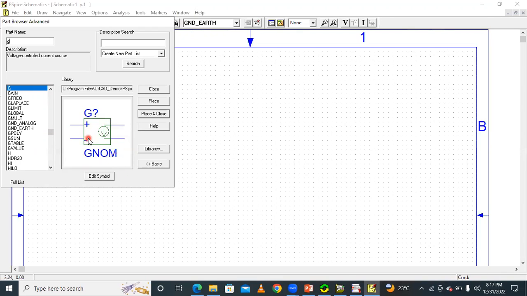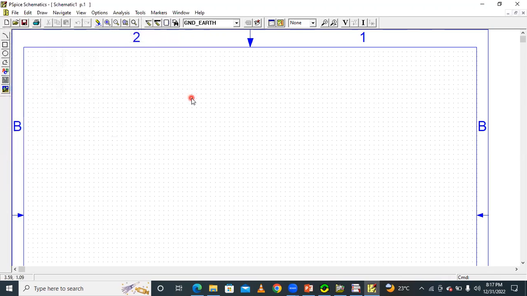G is the voltage dependent current source, depending on the plus minus voltage. And next, H is a voltage source that depends on current. Understood? So it is the current controlled voltage source. Like this, we get the different types of elements from PSpice.